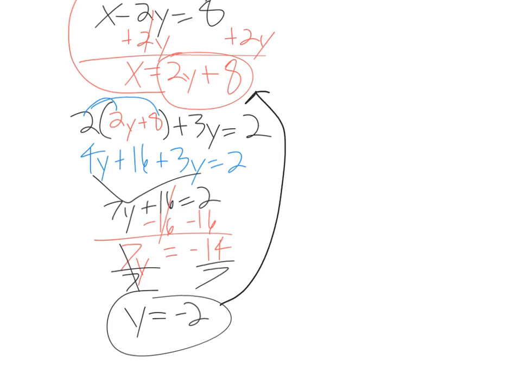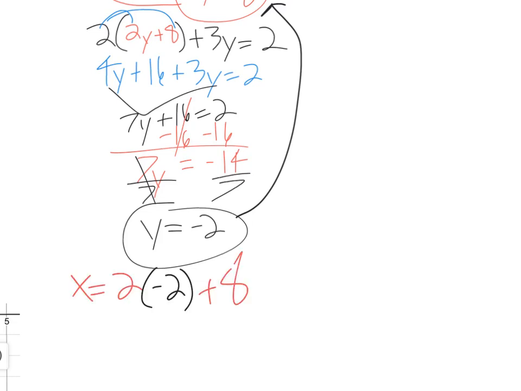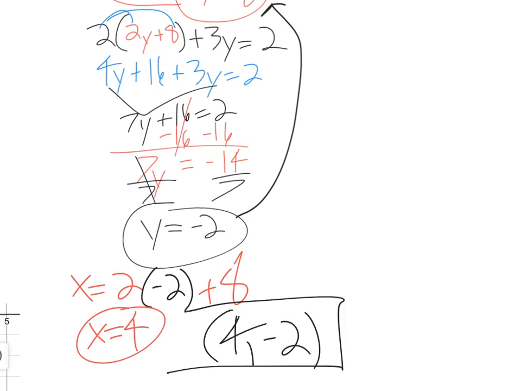Plug it into your x equals equation. So x equals 2y plus 8. So instead of y, put a negative 2. What's 2 times negative 2? That's negative 4 plus 8. That'll make positive 4. Alright, so my final answer will be 4, comma, negative 2. And that's it for example 2.